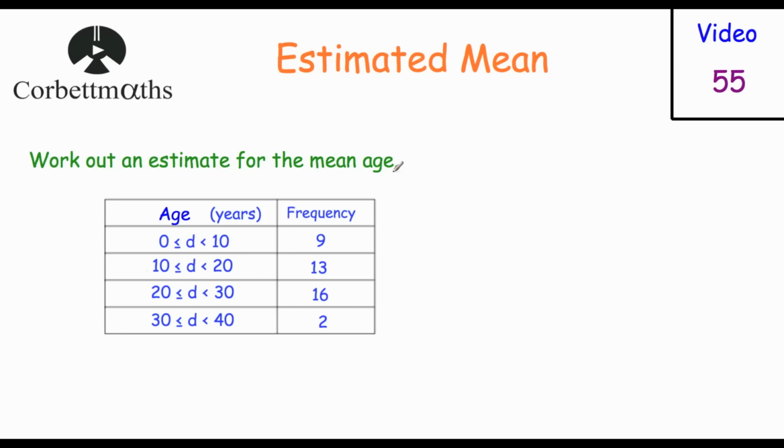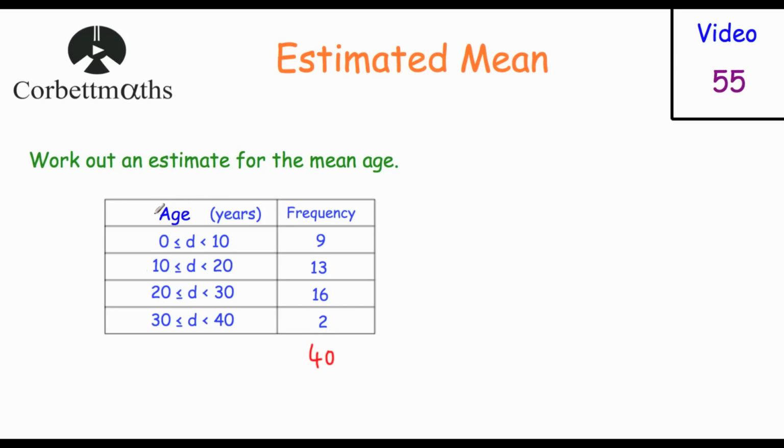And remember, to work out the mean age, we add up all the ages and we divide by the number of people. Let's actually start by finding the number of people, and to do that, we'll add up 9, 13, 16 and 2, and that's equal to 40. So we know there's 40 people. Now we want to add up their ages and divide by 40, the number of people.